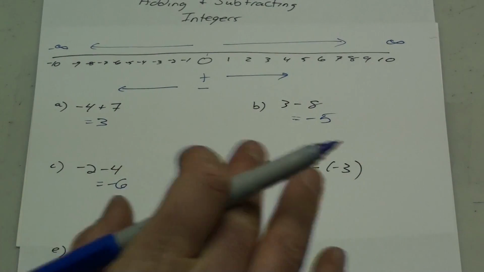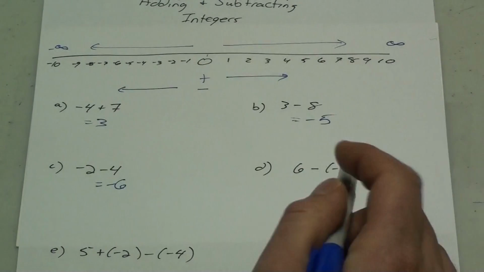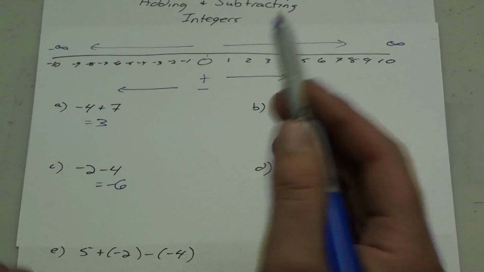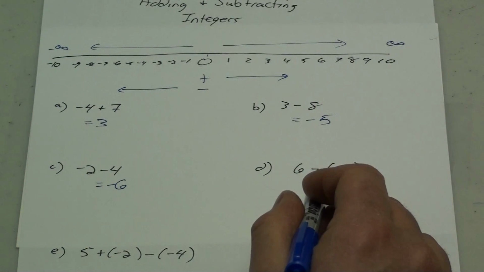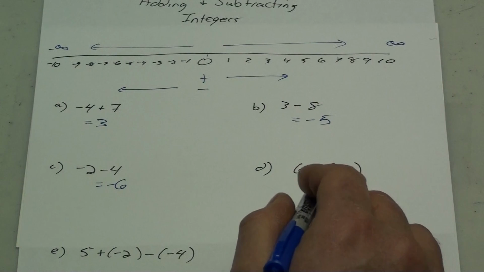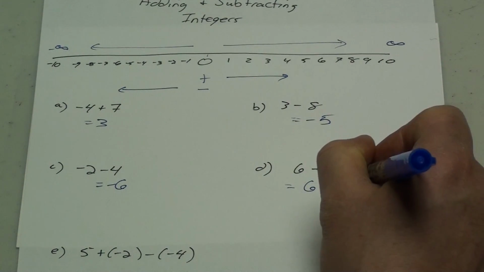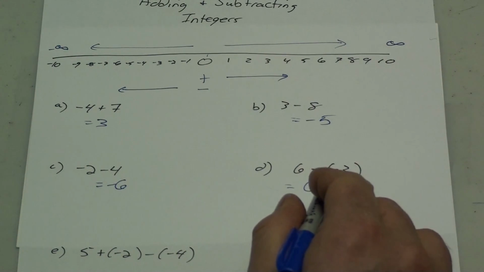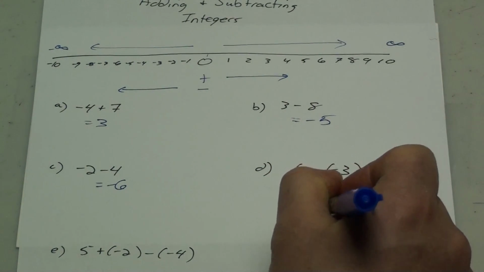Now sometimes when you're adding and subtracting integers, you're going to have a double sign. Double signs, so 2 signs here with no number in between. 2 negatives mean a positive. So what I'm going to do is replace it with a plus sign. If the signs are the same, it becomes a plus sign. This becomes 6 plus 3. 6 subtracting negative 3, when you're subtracting a negative, it's like you're adding. So 6 plus 3 is 9.